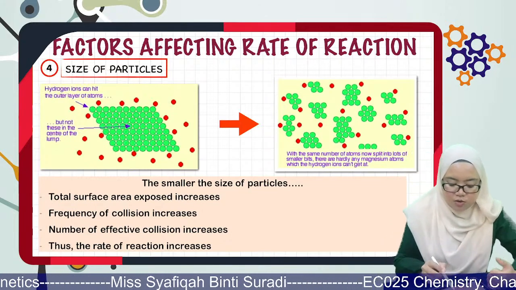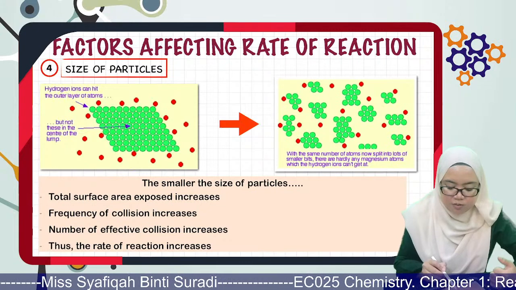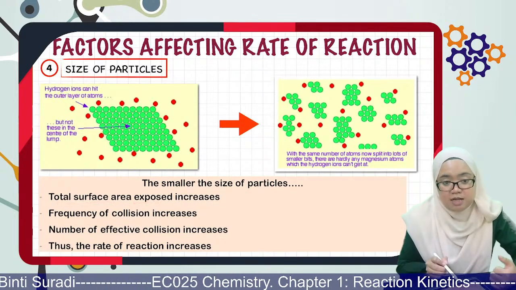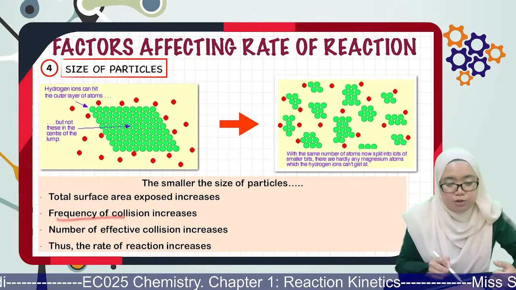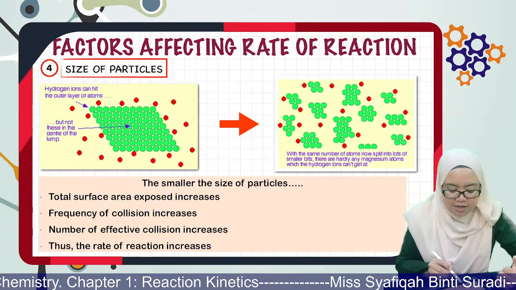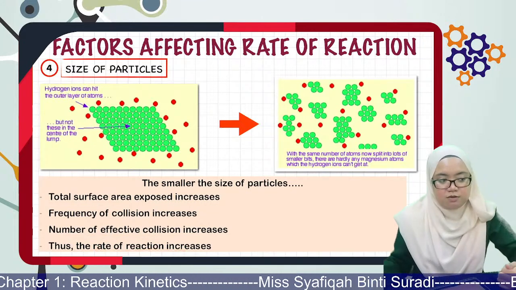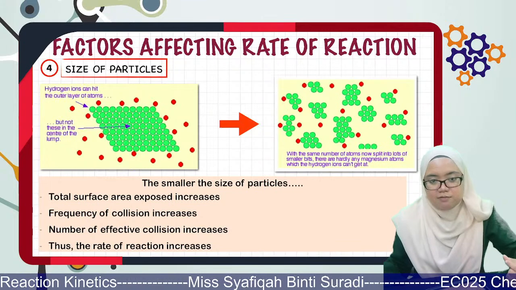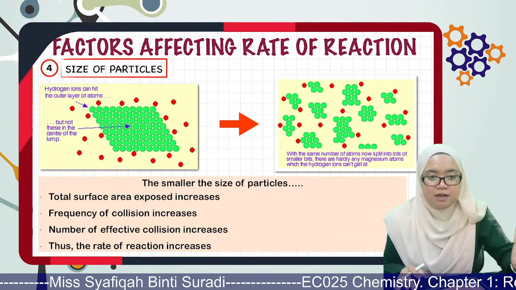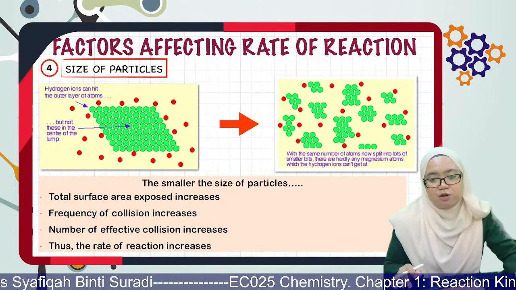Okay, so dekat sini kita boleh explain that the smaller the size of particle, the total surface area exposed increases. And then frequency of collision pun akan increase, number of effective collision pun akan increase, thus the rate of reaction pun increases. Alright, so sekarang ni kita dah habis dah juga cover keempat-empat factors that affect the rate of reaction.